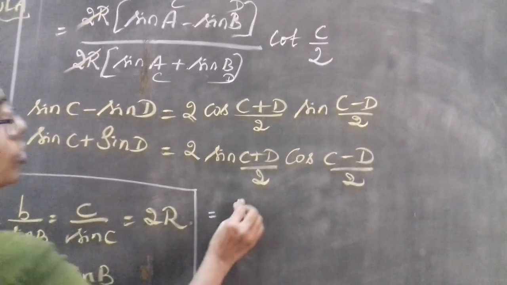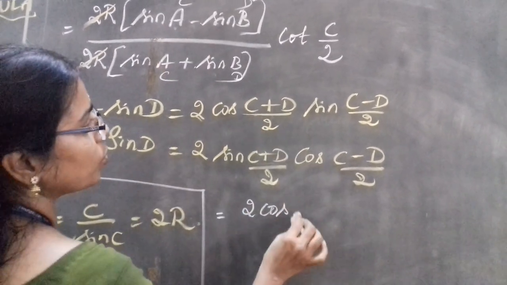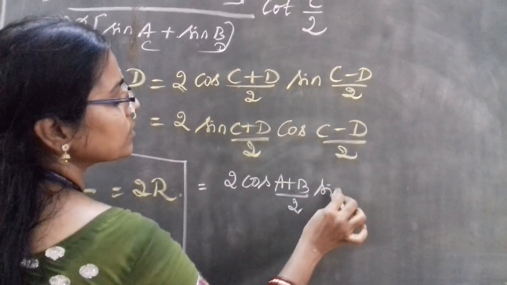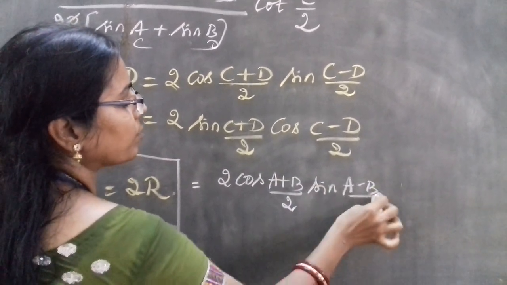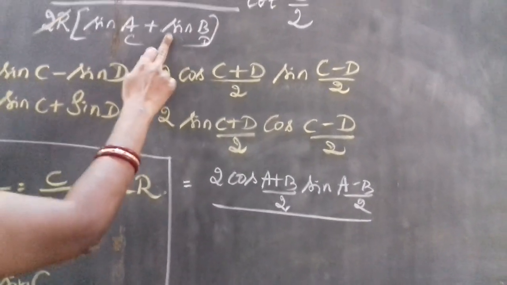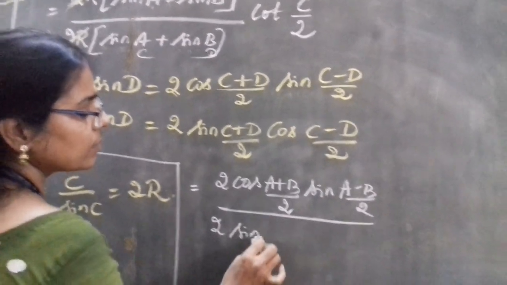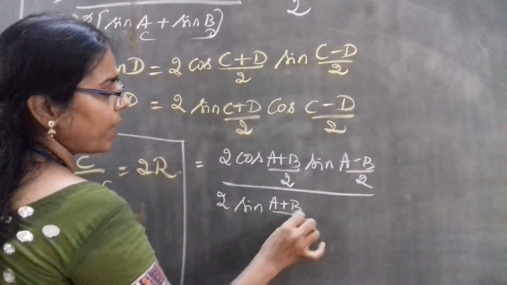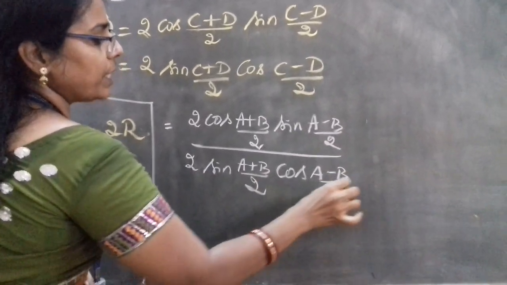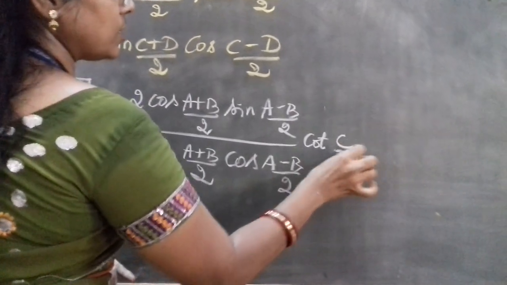Okay, so write 2 cos. In the place of C, you substitute A. 2 cos (A plus B)/2 into sine (A minus B)/2, the whole thing divided by, instead of sine A plus sine B, you can apply this identity. That is 2 sine (A plus B)/2 into cos (A minus B)/2. Then you have cot C by 2. So write as it is, cot C by 2.